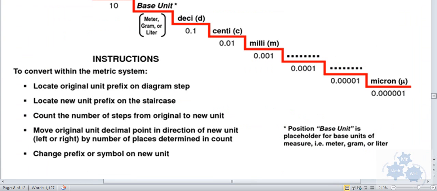Okay, so the rest of the instructions, as we've already done, we've mentioned, count the number of steps from original to new unit, move the original decimal point in that same direction and by the same number of steps. Okay, and then you change your prefix or symbol to the new unit. So that's just like what we've done.